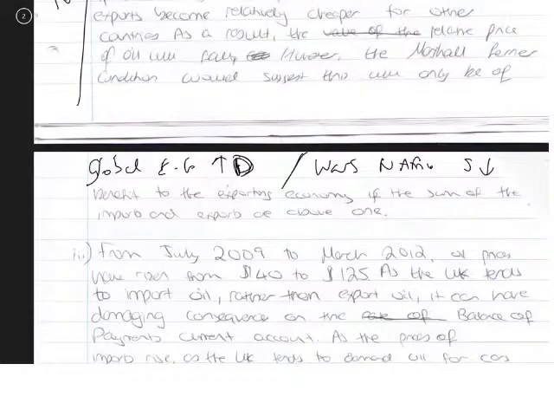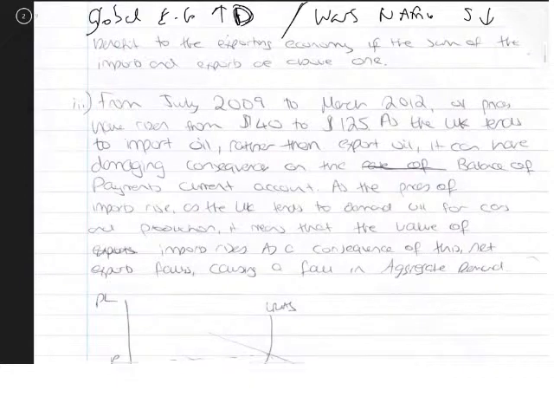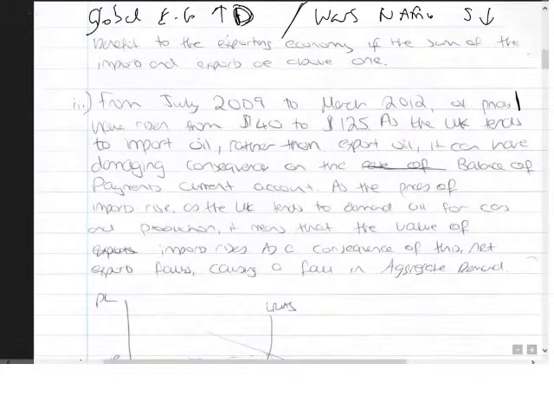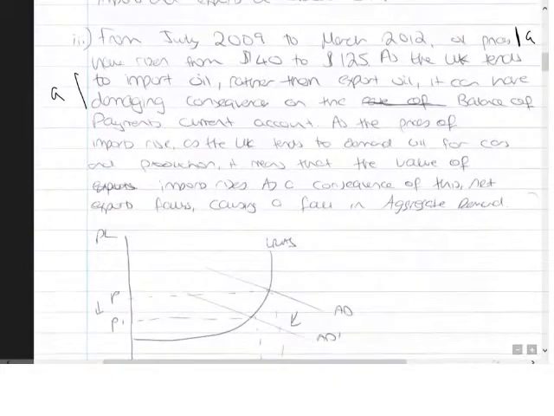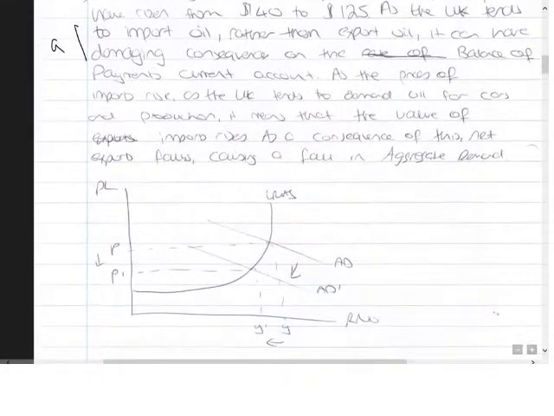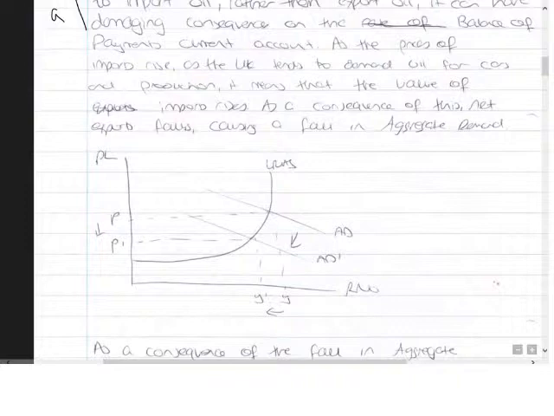So let's have a look at the answer. Bit of application again. We've got the rise in oil prices here. As the UK tends to import oil rather than export it, it will have a damaging consequence. So another bit of A there. On the balance of payments current account, as the price of imports rise and the UK tends to demand oil for cars and production, means that the value of imports rises. As a consequence of this, net exports falls because of full negative demand. Very good analysis, A1 and A2.